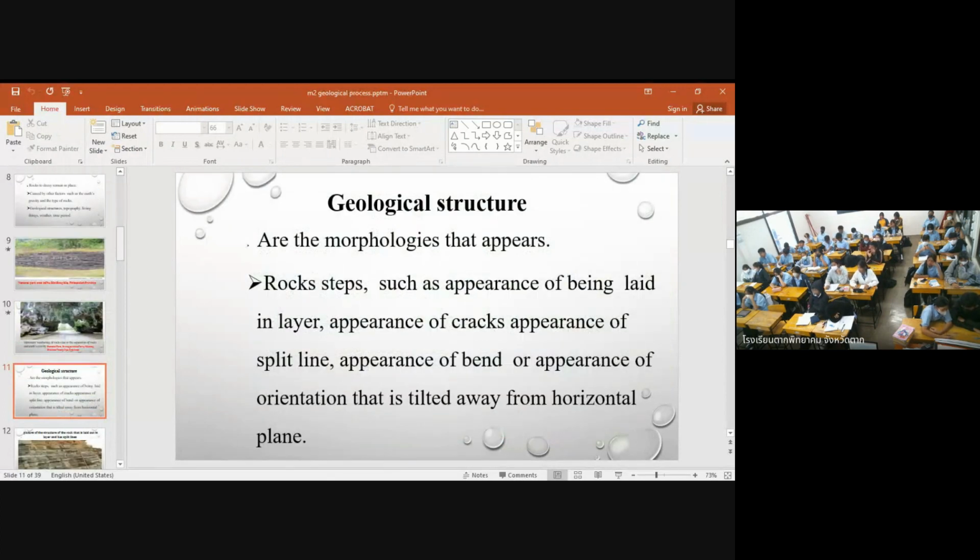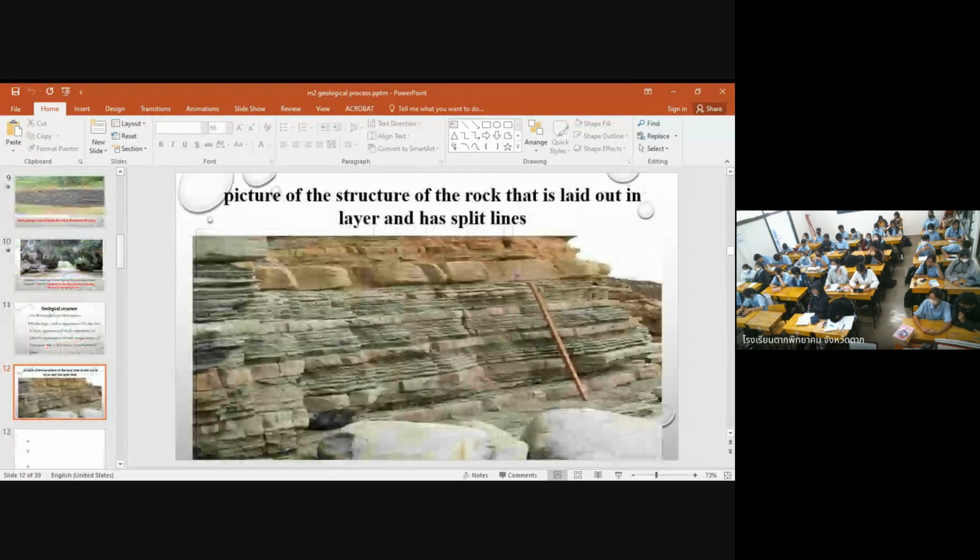So geological structures are the morphologies that appear in rock, such as the appearance of being laid in layers, the appearance of cracks, the appearance of split lines, the appearance of bends, or the appearance of an orientation that is tilted away from the horizontal plane. So these are the rock structures. This is the example.